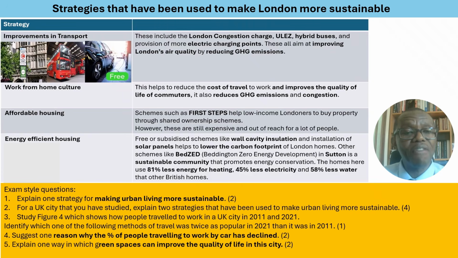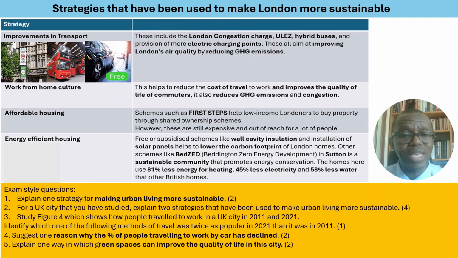Then lastly, we have efficient housing. So here we are talking about free or subsidized schemes, like wall cavity insulation, where at some point the government was offering to insulate wall cavities for property owners. Now, of course, when you insulate the wall cavity, it means that a lot less heating will be required in those homes, and therefore reduce the use of electricity or gas in that particular house, and therefore be a lot more sustainable, because we know that if we are using gas, for example, then that is a fossil fuel and therefore is not sustainable.